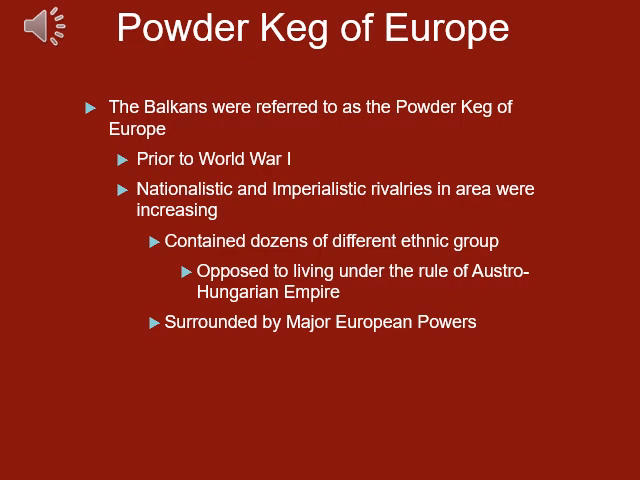This area had long been considered the powder keg of Europe. The Balkans were referred to as the powder keg of Europe long before World War I began. The nationalistic and imperialistic rivalries in the area were increasing, and each of these small countries contained dozens of different ethnic groups. They were almost unanimously opposed to living under the rule of the Austro-Hungarian Empire, but they were surrounded by these major European powers: Russia to the east and Germany and France to the west.